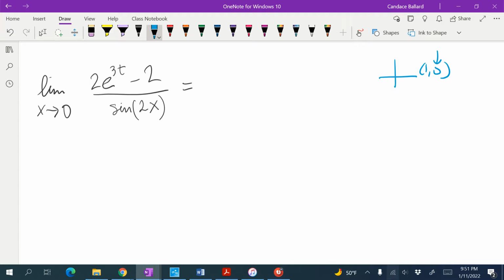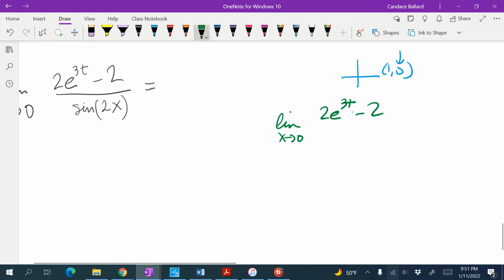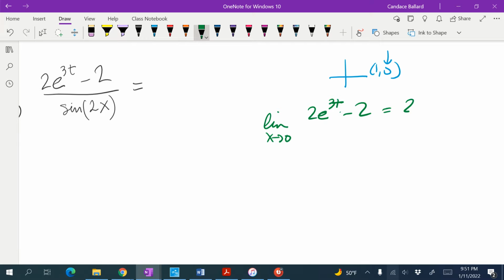So I'm going to evaluate the limit of my numerator and denominator separately. Limit as x approaches 0 of 2e to the 3t minus 2. I'm going to go ahead and plug my 0 in. So I've got 2e to the 3 times 0 minus 2. We know 3 times 0 is 0, and anything to the 0 power is 1. 1 times 2 is 2. 2 minus 2 is 0. So my numerator is 0.